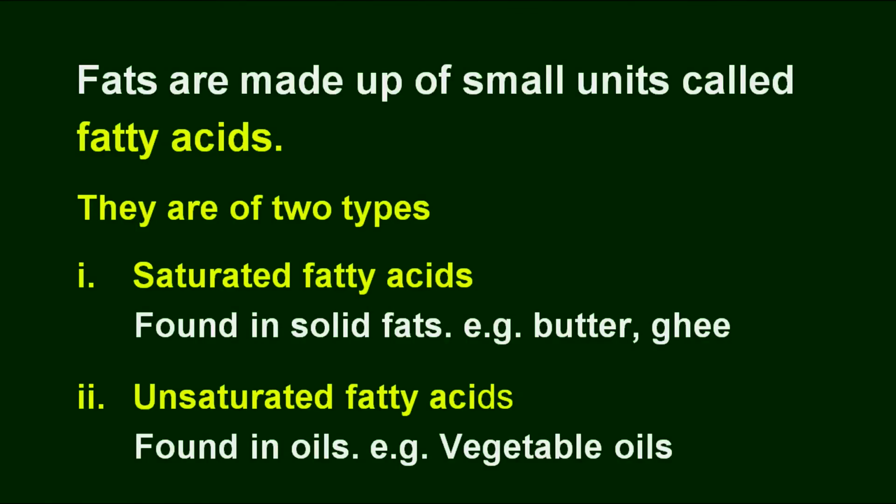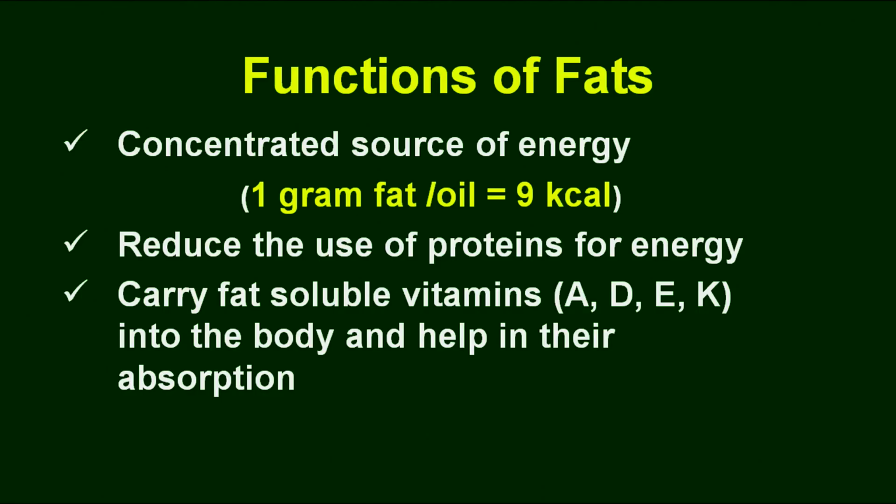This also can be categorized from the basic unit of fat, that is fatty acids, and there are saturated fatty acids and unsaturated fatty acids. Mostly saturated fatty acids are found in solid fat, for example butter, ghee, etc. And unsaturated fatty acids are found in oils like vegetable oils. Both are necessary for the vital functions, but most of the time we should focus on unsaturated fatty acids.